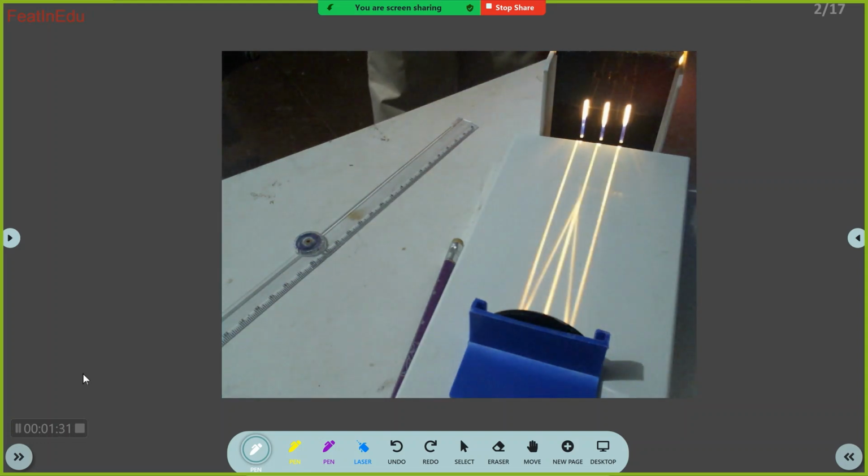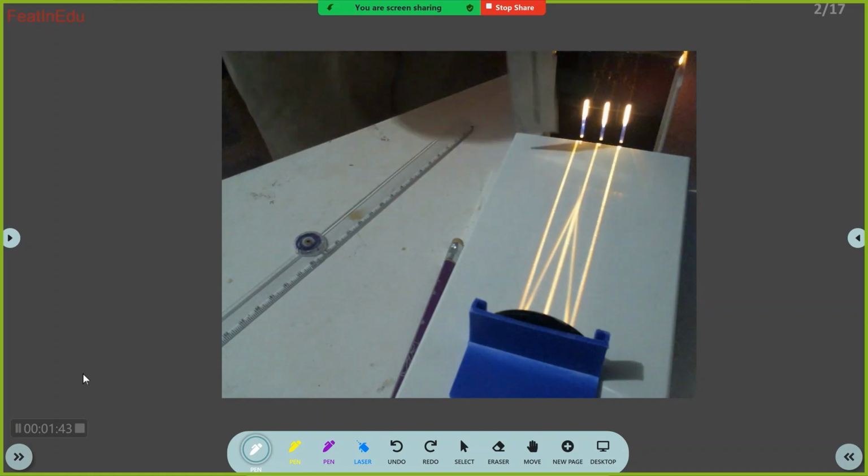So I can use different mirrors. Their focal lengths will be different. Different means the radius of curvature will be different. Focal lengths will be different. Now you can conduct some experiments like this.